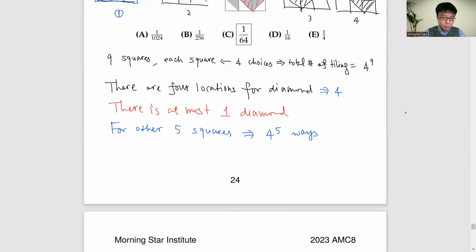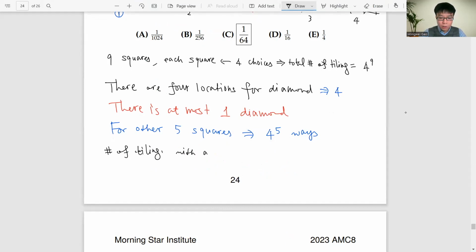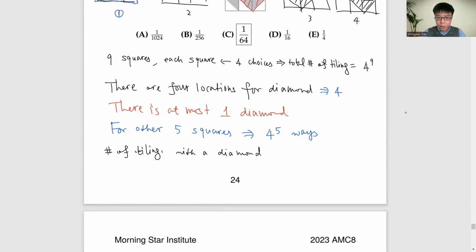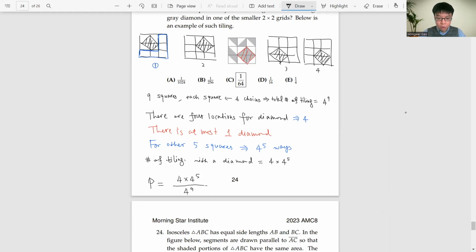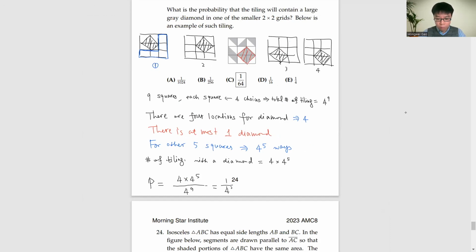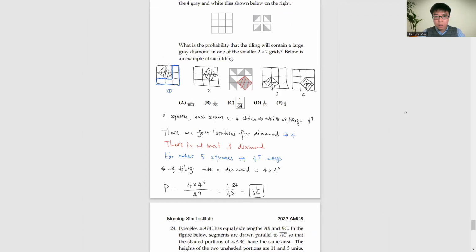Here, the number of tilings with a diamond is the product of the 4 locations of the diamond, and for each choice, there are 5 free squares, so 4 to the 5th ways. That's the number of valid tilings. So the probability is the quotient of these 2 numbers: 4 times 4 to the 5th over the total number of tilings, which is 4 to the 9th. So it simplifies to 1 over 4 cubed, which is 1 over 64. So the answer here is C.